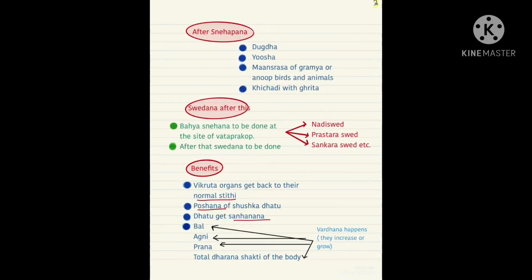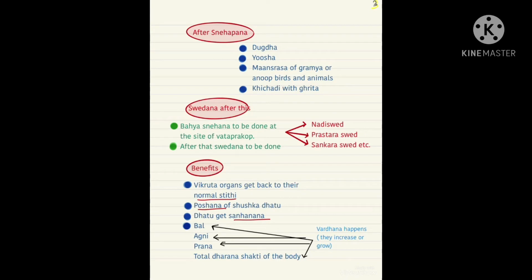Alright, so once Snehapana is done or Snehan is done, then what is to be given? Dugdha, Yusha or mansras of Gramya or Anup birds and animals, or Khichdi with Ghrita. These things are to be given after Snehapan, and then after that Swedan is to be performed. So wherever the Vata Prakop is there, the affected site is there, at that place Bahya Snehan is to be done, external application of Snehan is to be done, and after that Swedan is to be done.